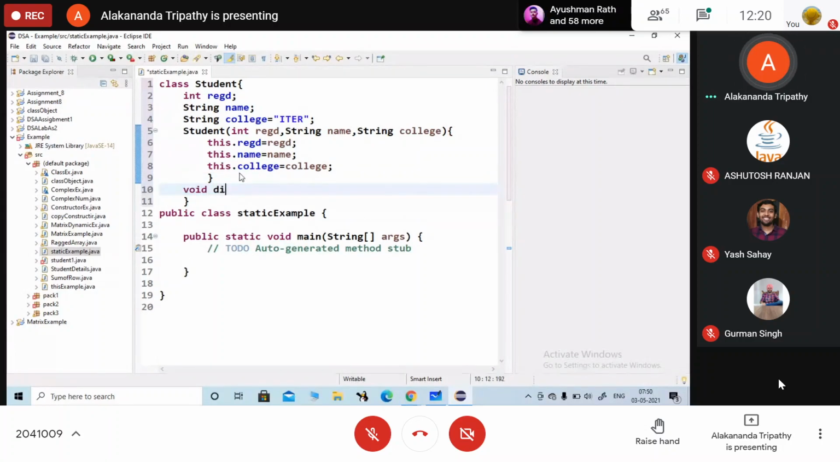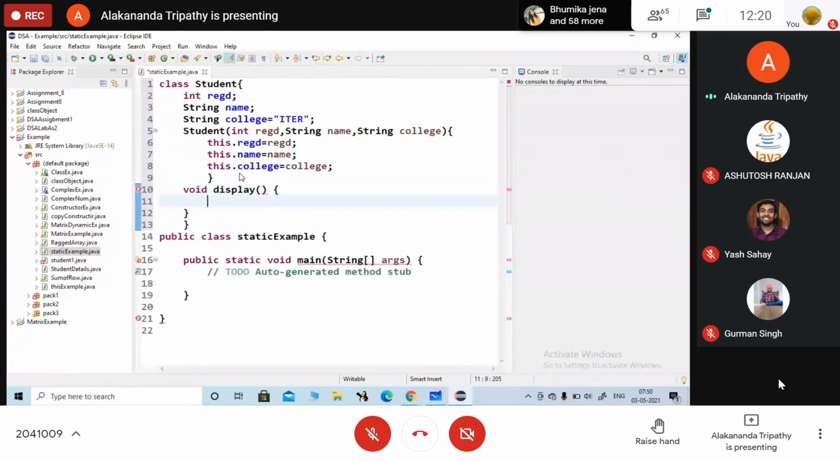Here void display. System.out.println. What will be printed here? It will print your name, then your registration number. What is left? Registration number, then College.